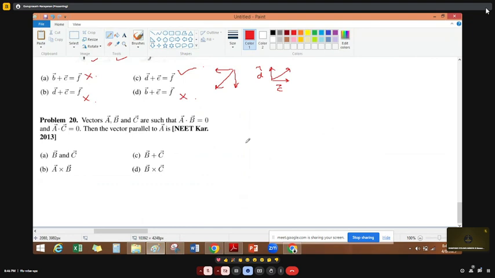Vectors A, B, C are such that A dot B is equal to 0, A dot C is equal to 0. Then the vector parallel to A is B and C, sir. B and C. In the vector parallel to A.